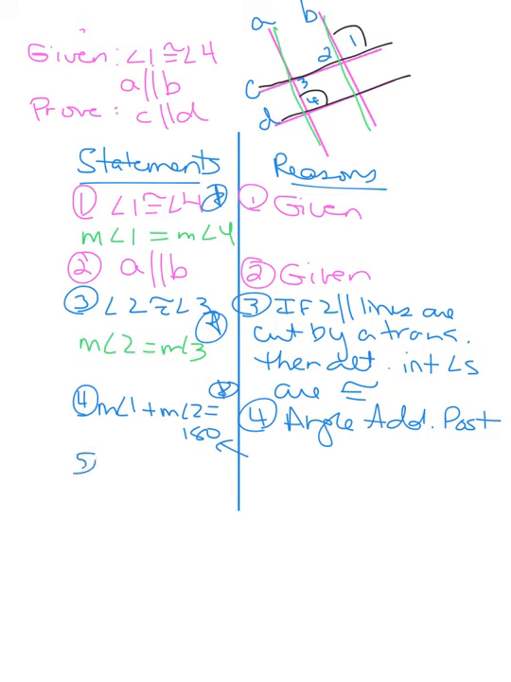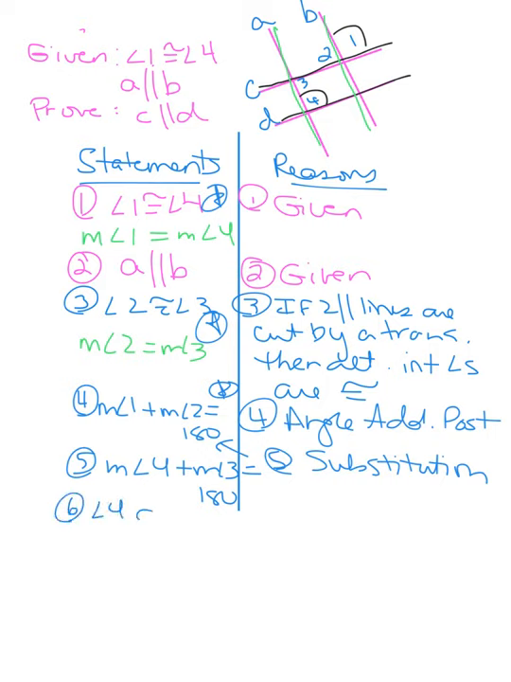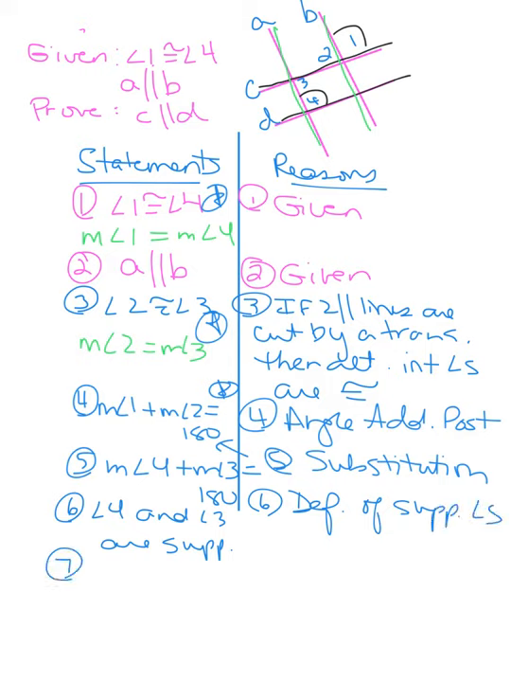So from here, I'm going to do almost a double substitution. I'm going to say the measure of angle 4 plus the measure of angle 3 is equal to 180, and that is going to be substitution. Now I can say angle 4 and angle 3 are supplementary, and that is because of the definition of supplementary angles. Now from there I can go right to my final statement.